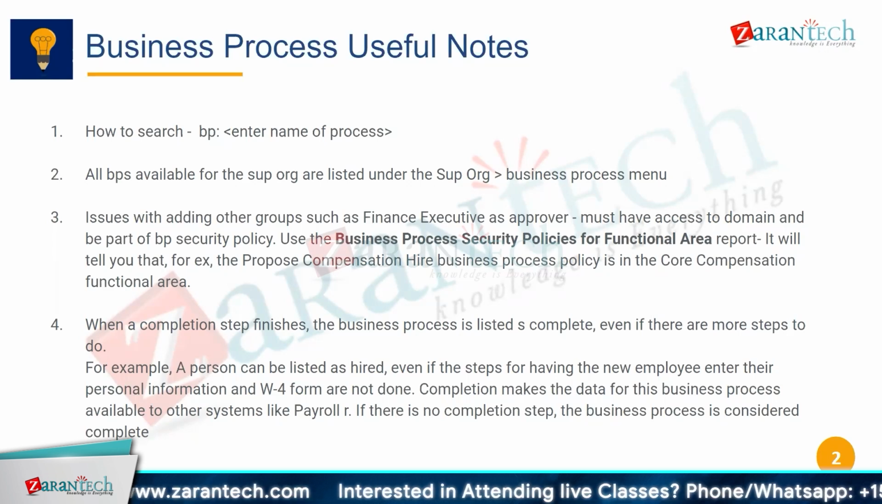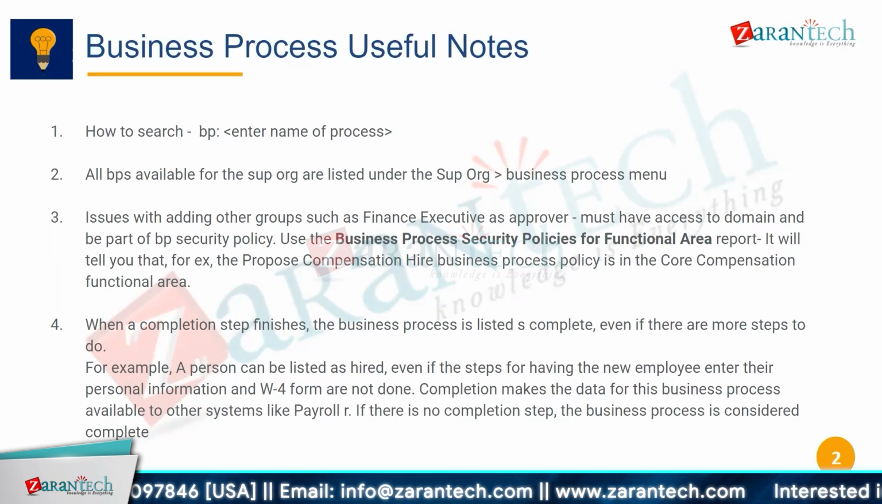So how do you search for a business process in the tenant? You go to the search bar and use the shortcut BP colon and enter the name of the business process. It's as simple as that. All business processes for the SUPORGs are listed under the SUPORG business process menu.